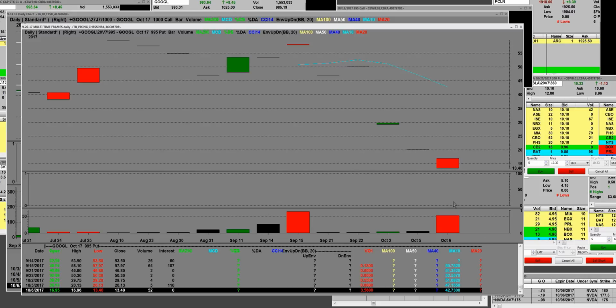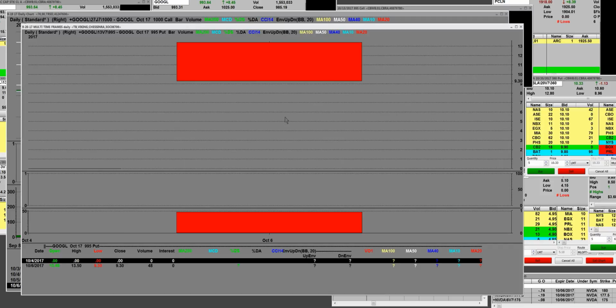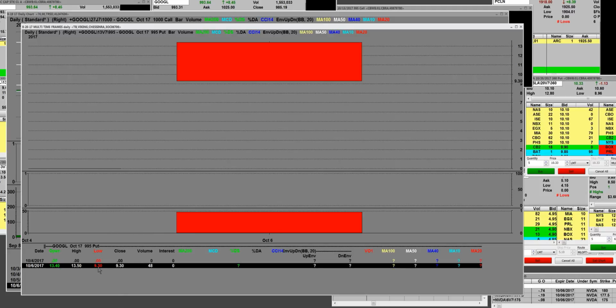So we're going to look at how to trade short term. The put options will come into play. And here is a 1013. There isn't much on the 1013 other than they only have 48 contracts. They're saying the low is 930 for those put options that we're showing. And we're showing the 995.